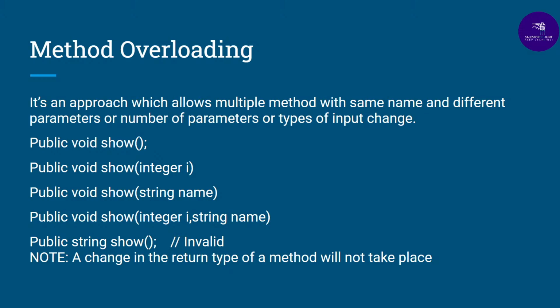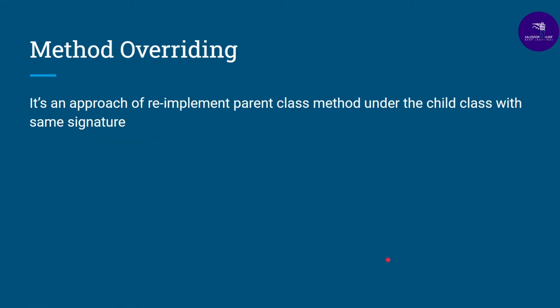Okay, but you can use multiple methods with the same name and different parameters. That is called overloading. Now, a change in the return type of a method will not take place. Just keep in your mind, this is very important: we cannot use a different return type for method overloading. Okay, now let's see here.